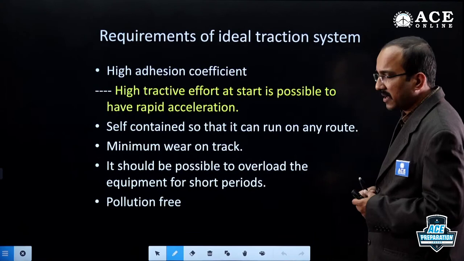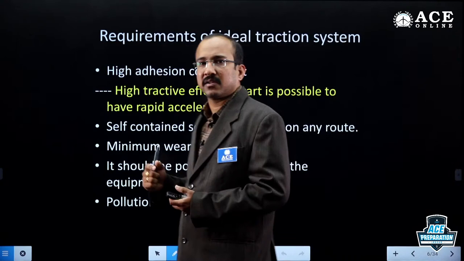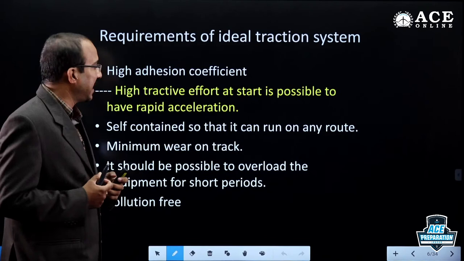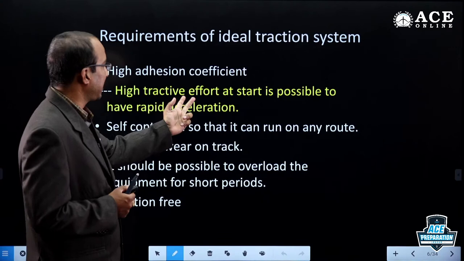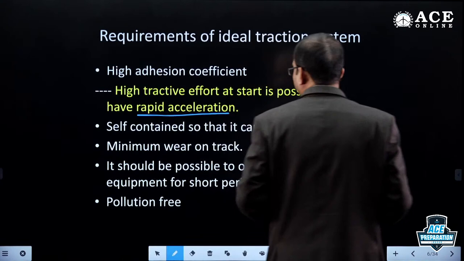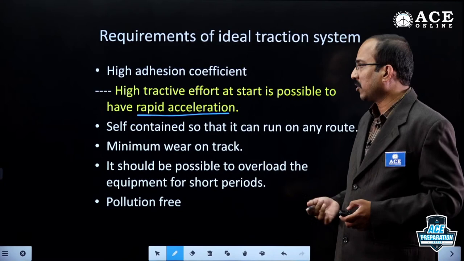Next, what are the requirements of an ideal traction system? We are talking about traction, so what does the traction system require? The first one is a high adhesion coefficient. The adhesion coefficient should be high. Why is it required? High tractive effort at start is possible, which gives rapid acceleration. So if we have a high adhesion coefficient, rapid acceleration is possible. The other one is self-contained; it is preferred to have a self-contained vehicle. What is the advantage of a self-contained vehicle?